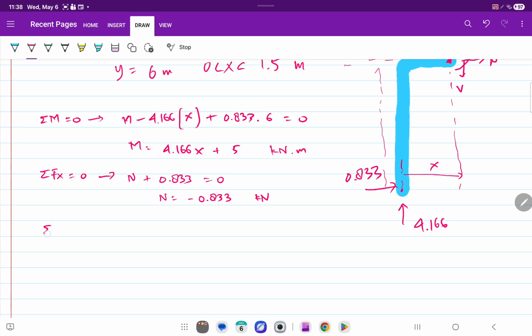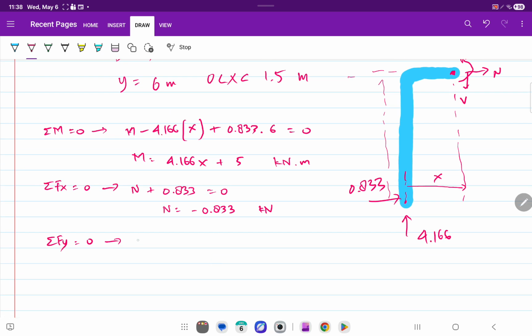And then sigma fy equals 0. And then what else? This 4.166 will be positive, plus or minus V, because it's going downward, and then they're equal to 0. Your V will be 4.166 kilonewton. Yeah, so this is your answer.